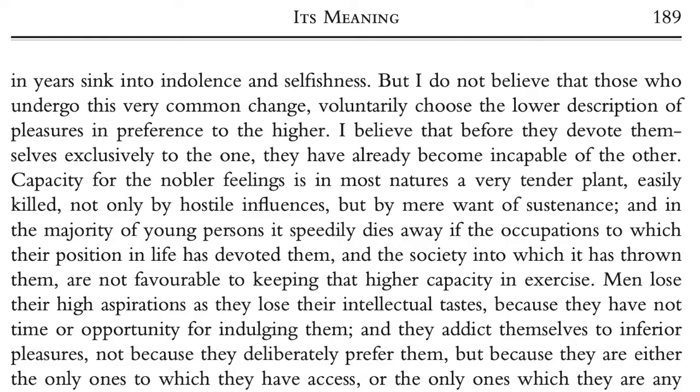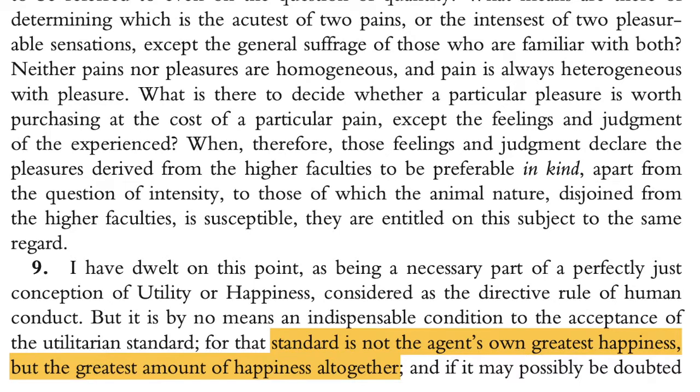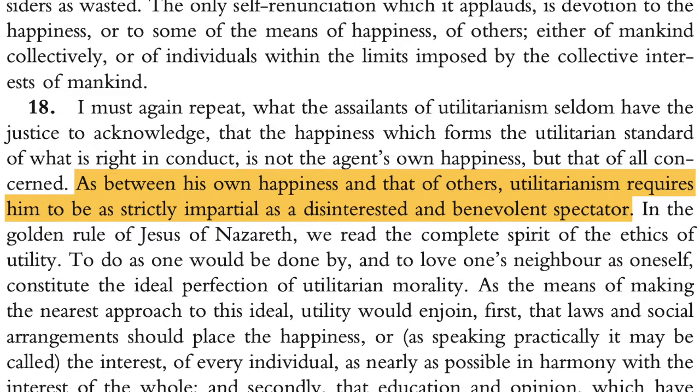If we jump to page 189, we can see Mill say that the utilitarian standard is not the agent's own greatest happiness, but the greatest amount of happiness altogether. So again, altogether, for everyone. Now, if we look on page 194, we can see Mill say, as between his own happiness and that of others, utilitarianism requires him to be as strictly impartial as a disinterested and benevolent spectator. Our own biases can get in the way, so we have to imagine ourselves as disinterested, caring about the happiness, the well-being of everyone involved. So again, in these quotes, we see that Mill is not an egoist. He says you have to care about everyone, including yourself, but everyone as well.